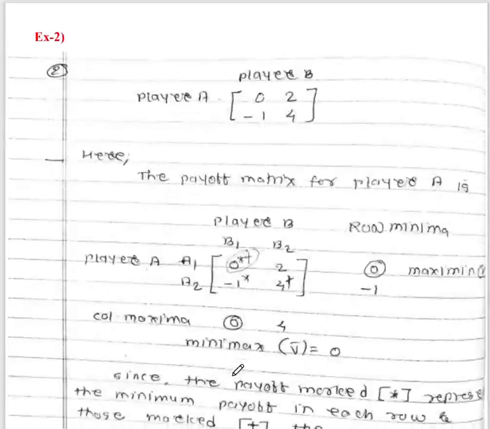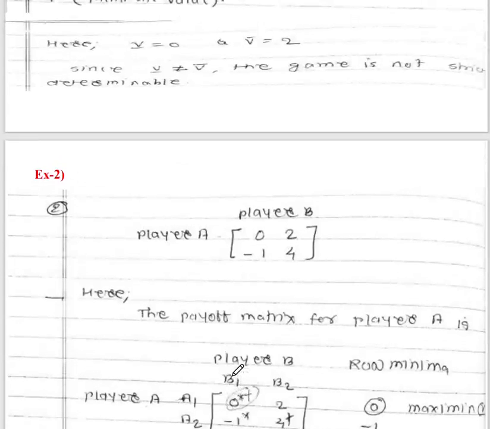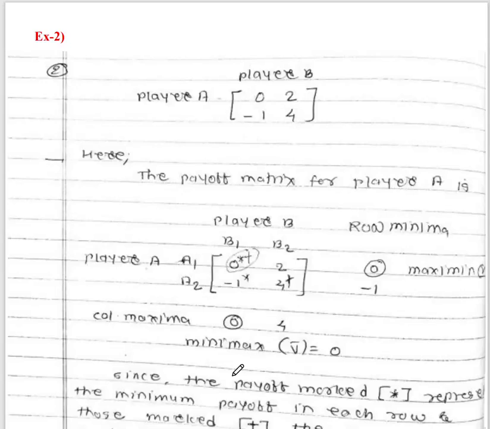On these 3 points we will identify whether the given game is strictly determinable or not. So this is the second problem. Player A uses two techniques and player B again uses two techniques. Here we have to find out whether this game is strictly determinable or not. So what is the solution? The given payoff matrix for player A can be written in the following form, with player A using A1, A2 and player B using B1, B2.